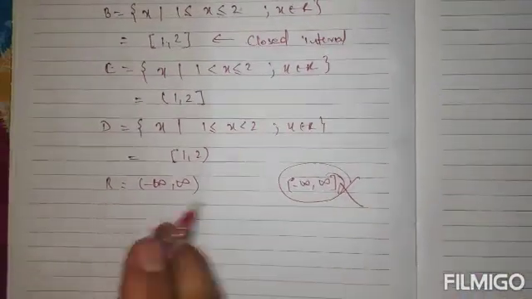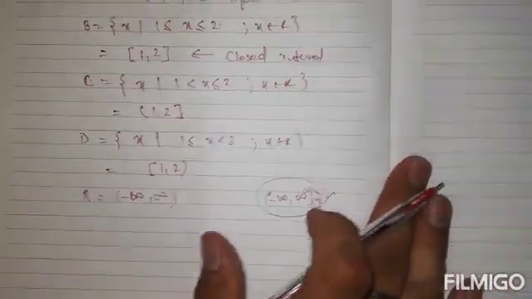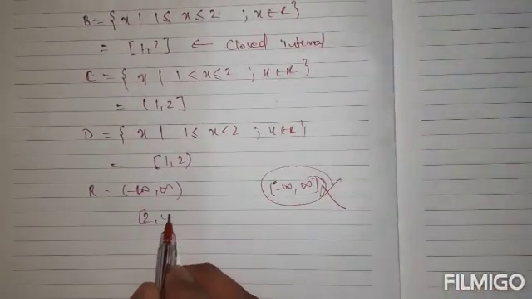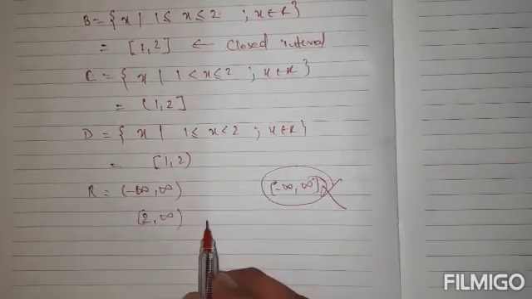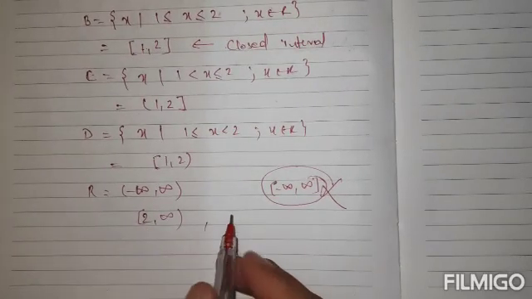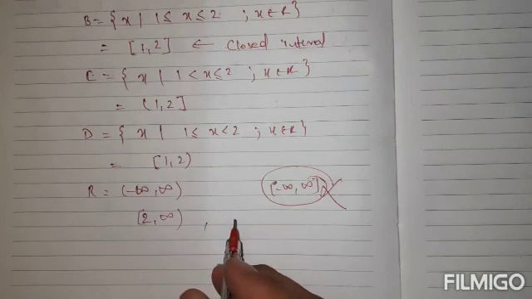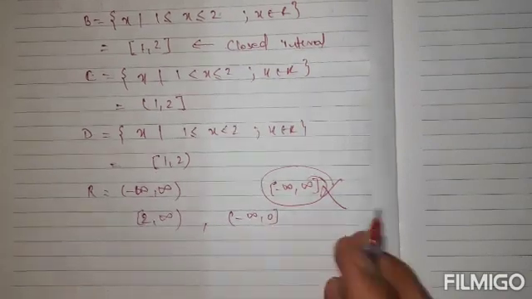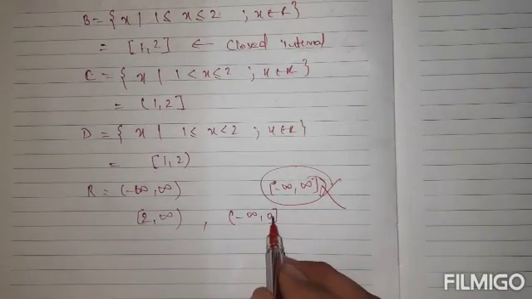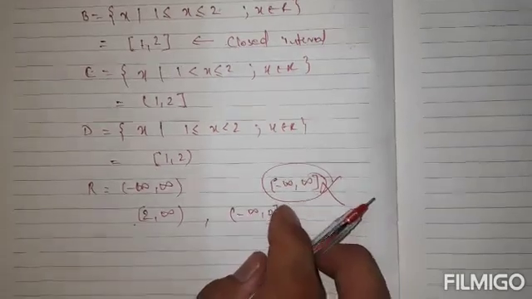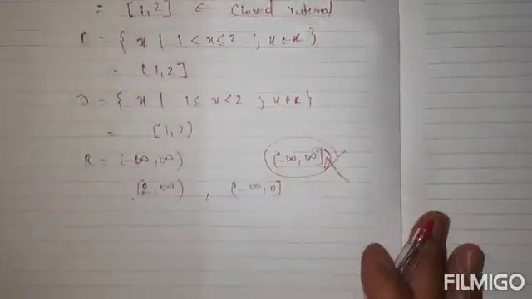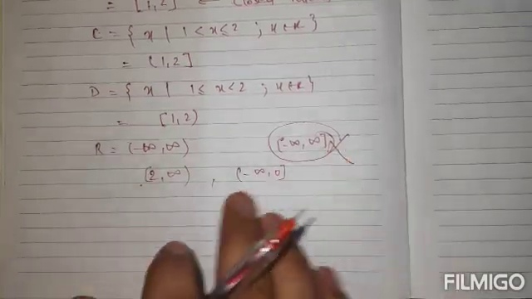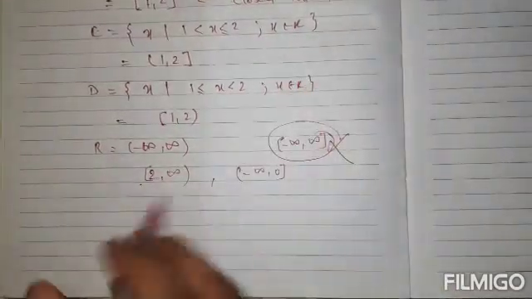Meaning if suppose you have to write all the numbers between 2 and infinity, we will write in this way. Similarly, if you have to write the set of all numbers between minus infinity and 0, we will write in this way if 0 is included. So this is done. And the geometrical representation of an interval is very simple.